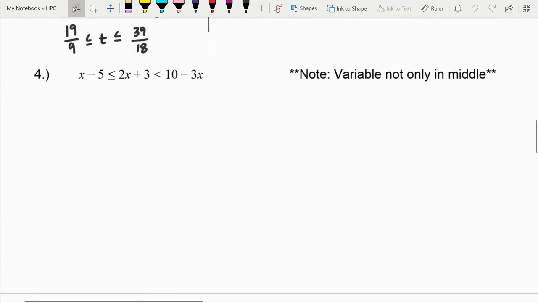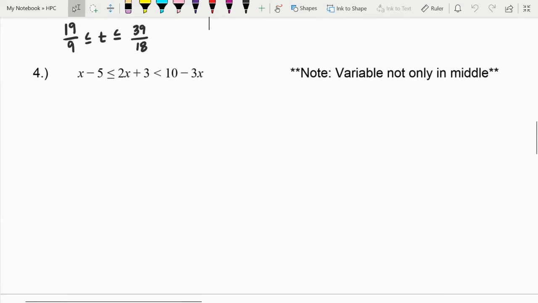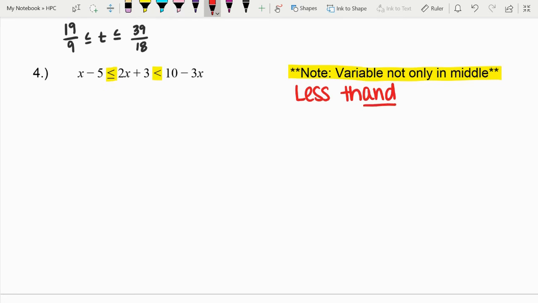Okay, so in number 4, we have x minus 5 is less than or equal to 2x plus 3 is less than 10 minus 3x. So it gives us a hint. It says note variable is not only in the middle. So that means it's either going to be a less than problem or a greater than problem. So here we have less than or equal to and less than. So this is a less than problem. So if you remember back from algebra, less than, so it's an and inequality.